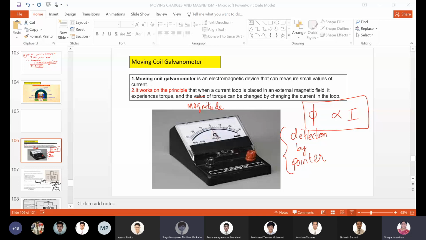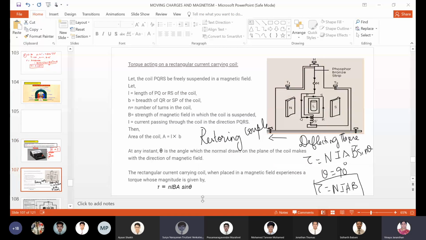You can't see the slide I'm presenting? See the slide. No, ma'am. Now you can only see the moving coil galvanometer. Can't see the next slide. Now we can, yes, ma'am.